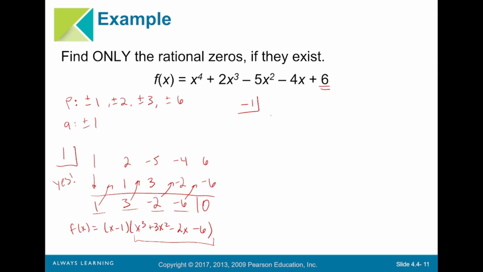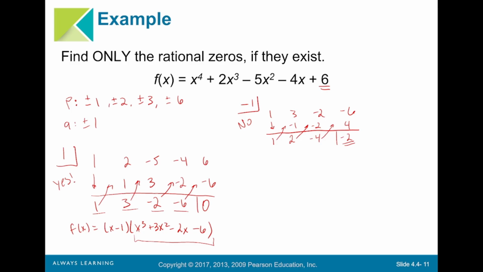Like we've pulled out a factor, and so now we can just focus on the rest. Doing synthetic division with this gives us 1, 3, negative 2, negative 6. And so I give myself some space, draw a bar, drop the 1. Now I do 1 times negative 1 gives me negative 1. 3 and negative 1 gives me 2. Negative 1 times 2 is negative 2. Negative 2 plus negative 2 is negative 4. Negative 4 and negative 1 is 4. Negative 6 plus 4 is negative 2. So that's clearly a no. That guy is not 0.